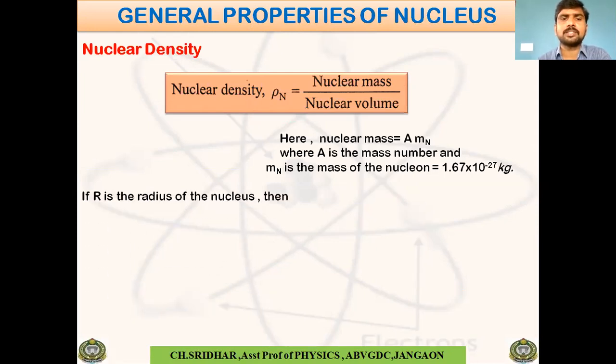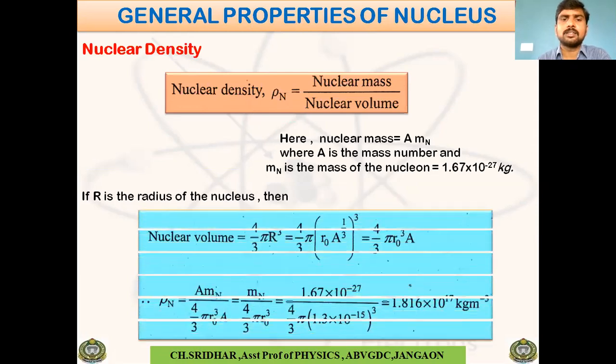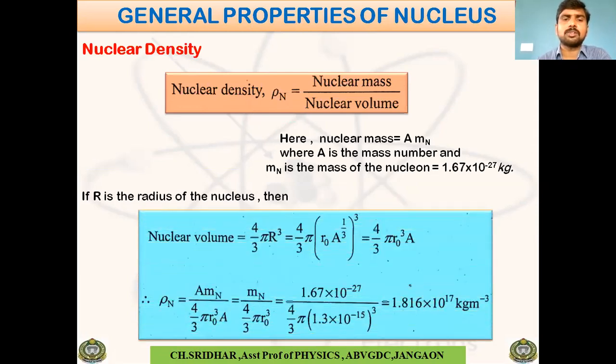And if R is the radius of the nucleus, then nuclear volume is equal to 4 by 3 pi r cube. So 4 by 3 pi into r cube, where r is equal to r naught into A to the power 1 by 3, whole cube. So that gives the value of nuclear volume as 4 by 3 pi r naught cube into A. So this is the nuclear volume, and the nuclear mass is given by A into Mn.